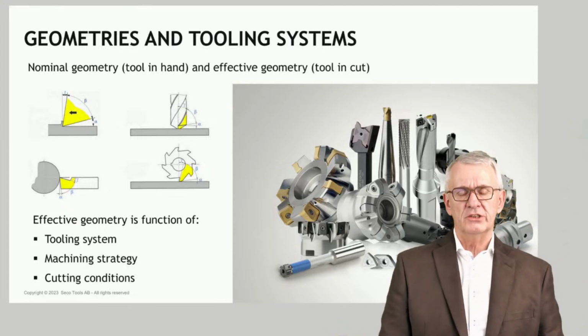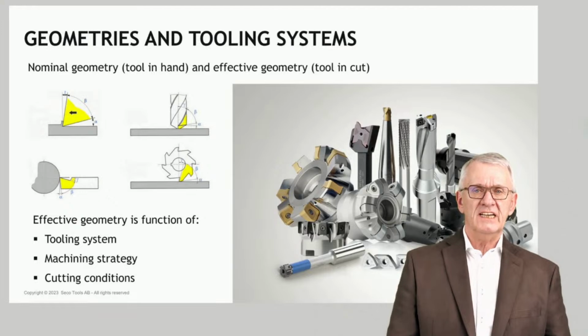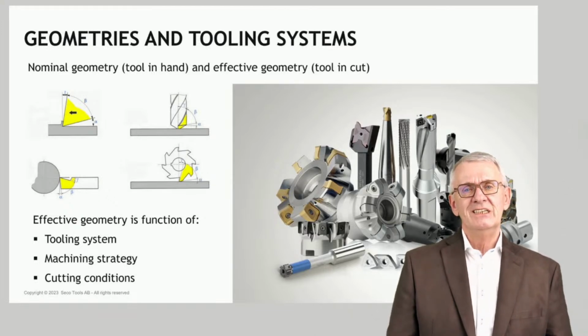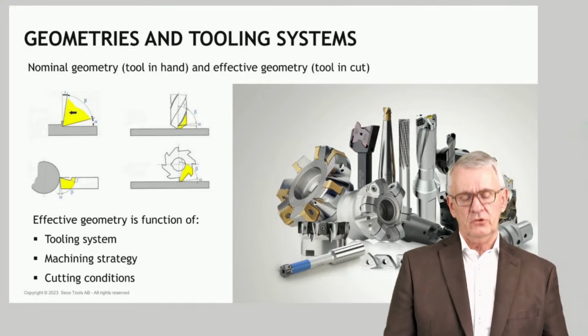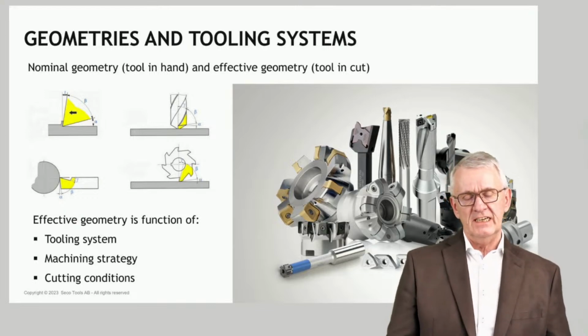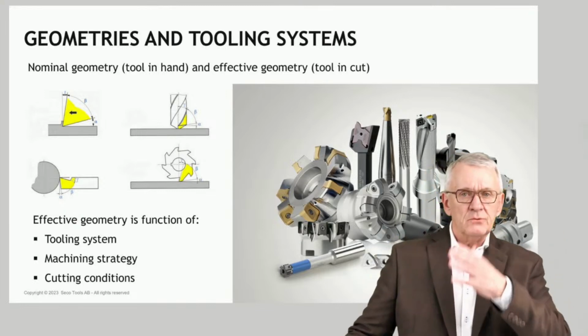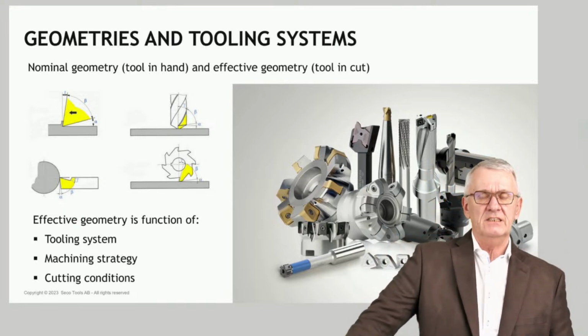That's the nominal geometry. That's what you find in catalogs. This is a tool with a rake angle of 6 degrees or something like that. Effective geometries, that is the actual geometry as it will look like during machining. You remember a couple of minutes ago I told you that how a tool behaves, positive or negative cutting, is influenced, for instance, by the feed, but that's what we refer to here as the effective geometry.